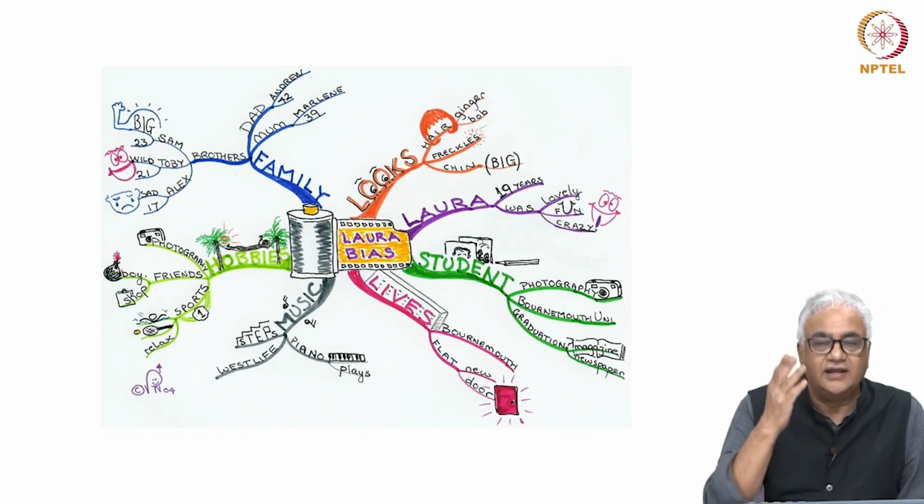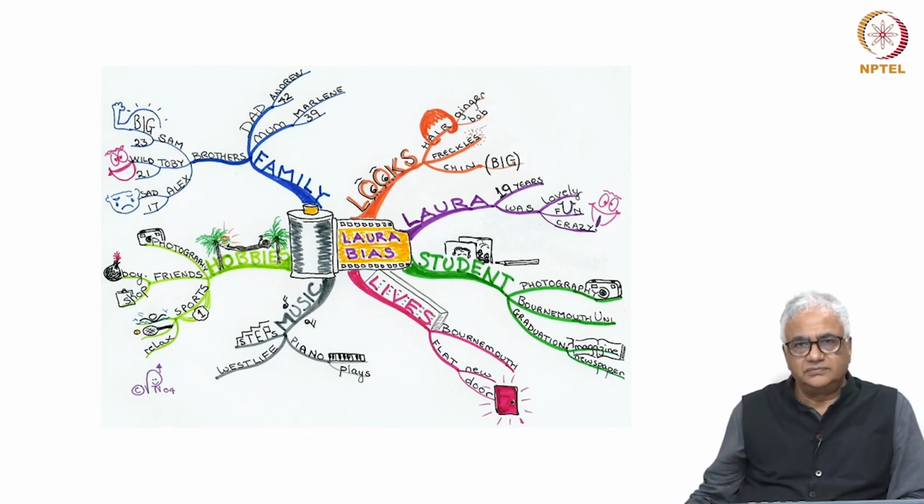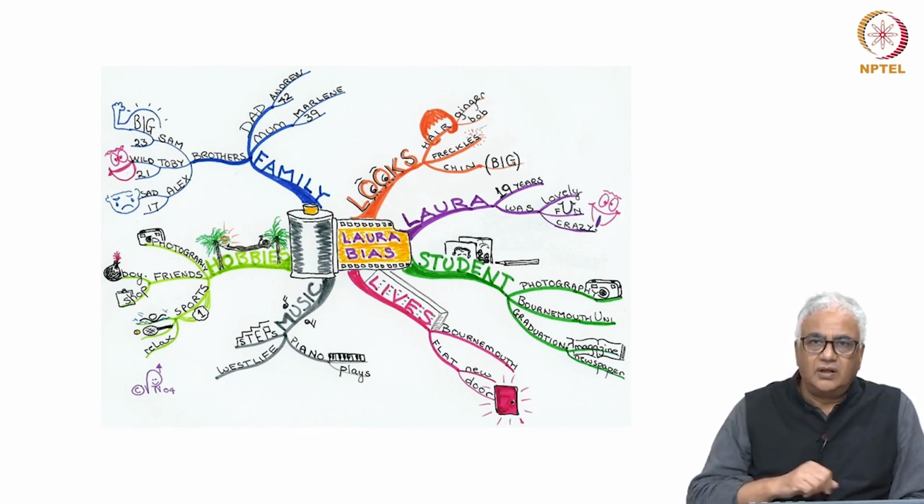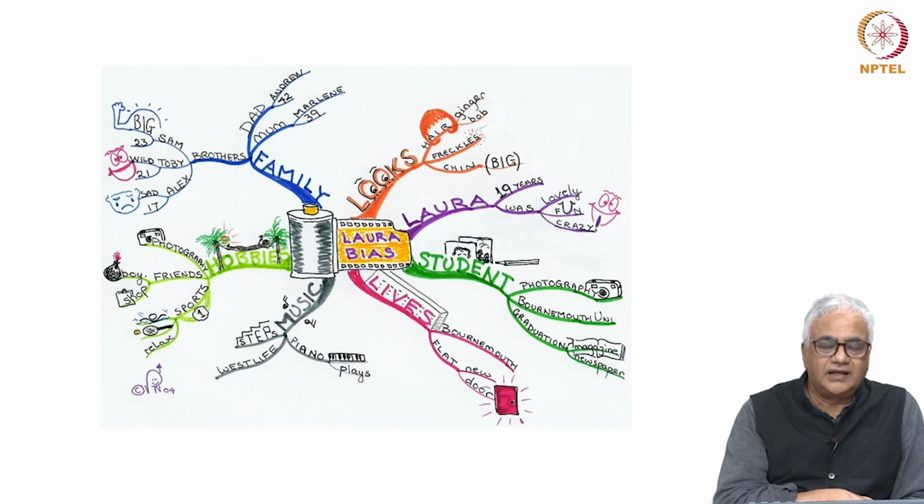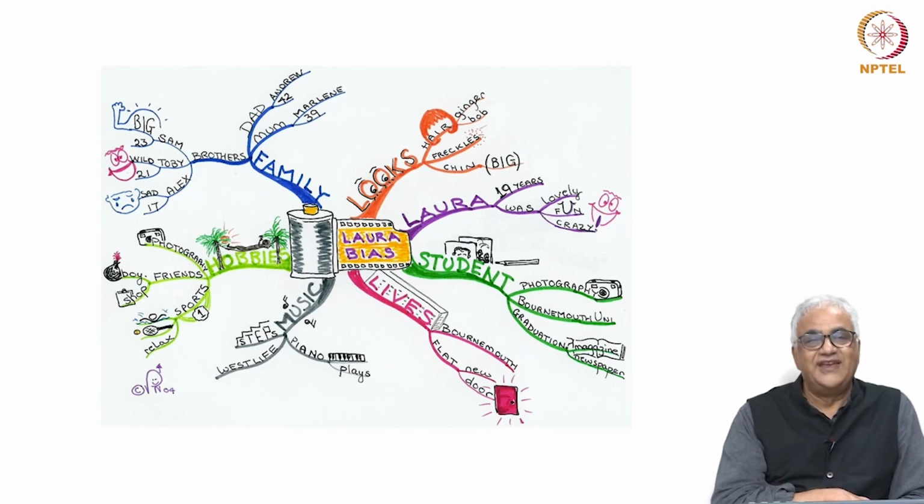So, okay, exercise for you. Exercise for you. Let's see, you close your eyes. Close your eyes for a minute. Don't open your eyes. What is Laura Bias's hair color? Okay. If you say ginger, you're right.